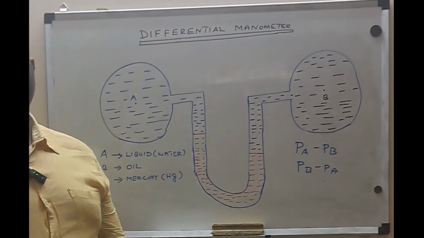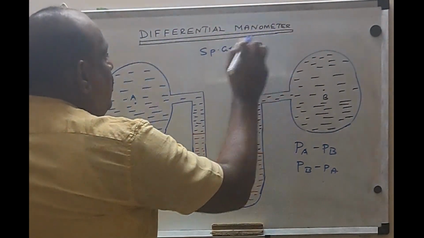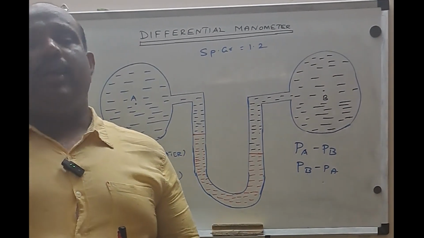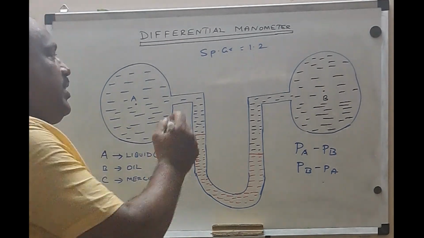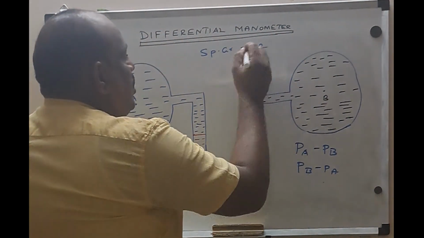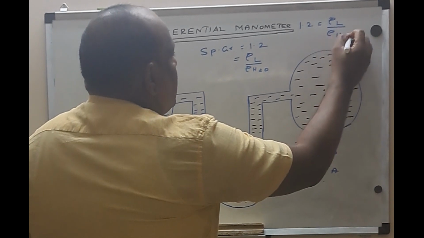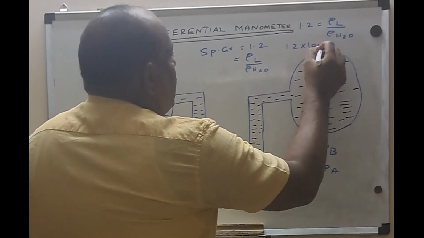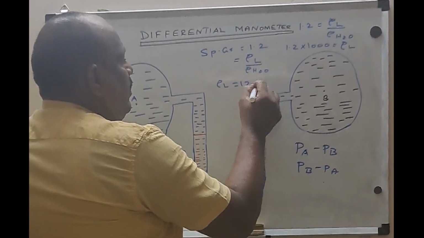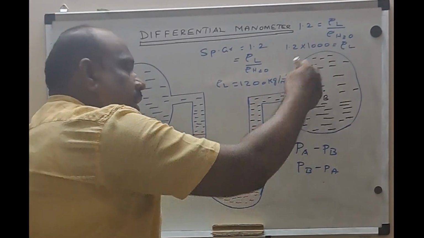The liquid B is another oil which has a specific gravity, say 1.2, which means its density is above water, because the specific gravity is given by the density of the liquid divided by the density of water. So 1.2 equals density of liquid by density of water, which means it is 1.2 into 1000, because we know the density of water is 1000. So rho L will be 1200 kg per meter cube.